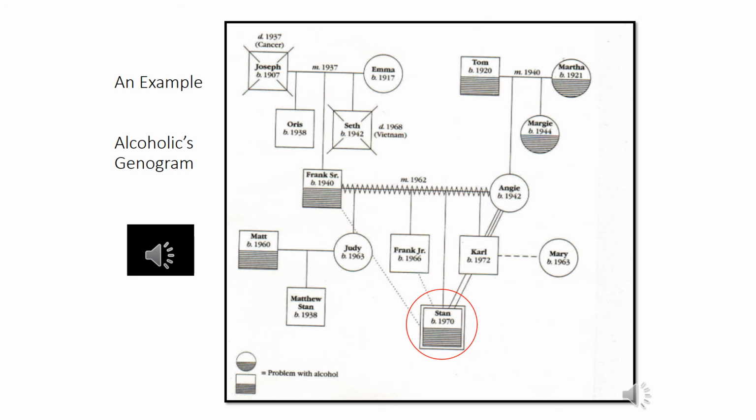However, we also find that Stan, that is the client, is distant or disengaged from his father, as you see, there are dotted lines, as well as the brother Frank Jr. So we find that there are problems between the family members and there is a history of alcoholism.